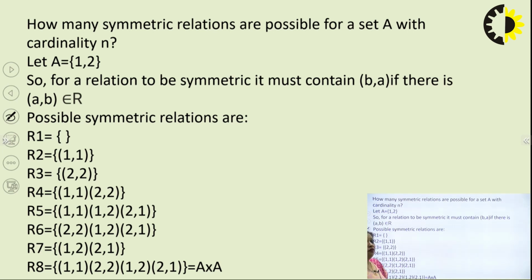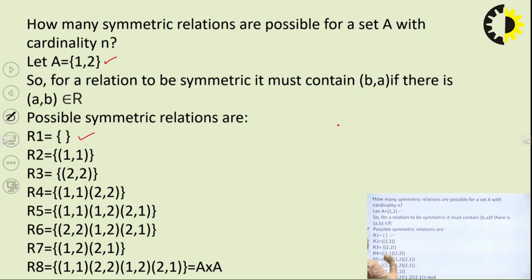Now, if again we want to find out how many symmetric relations are possible for a set containing n elements, we will again start with a small example, that is, we have a set A with only two elements 1, 2 and we want the relation to be symmetric. Symmetric means that we should always have a B, A pair if there exists an A, B pair which belongs to relation R. Now, we will see what all symmetric relations are possible.